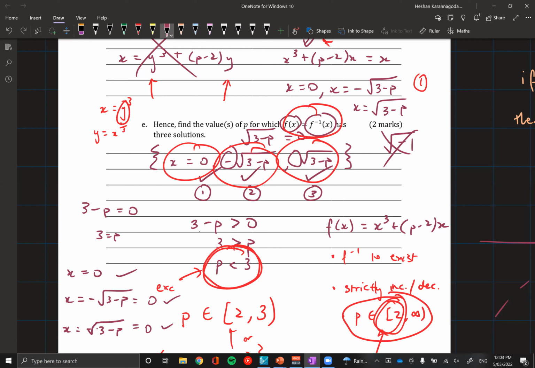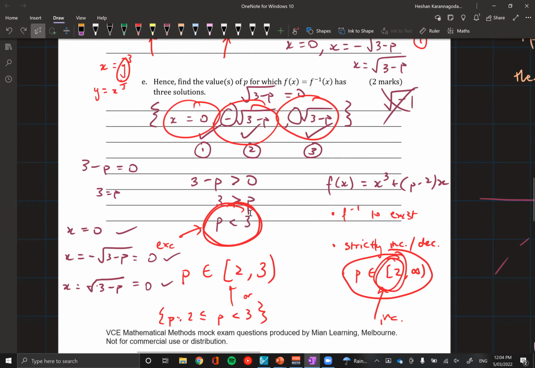The question's asking for the values of p to get 3 solutions. So depending on the values of p, you're going to get 3 different solutions. For example, if you had 2.5, you would get 3 unique solutions. That would be different than if you had p equals 2.7 or p equals 2.2. All of them would give 3 solutions, but 3 vastly different solutions, depending on whatever value of p you're substituting in. But as long as p is in between 2 and 3, then you're going to get 3 solutions. But in this question, it's not asking for the actual solutions. It's asking for the values of p.